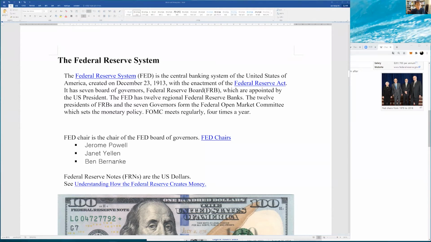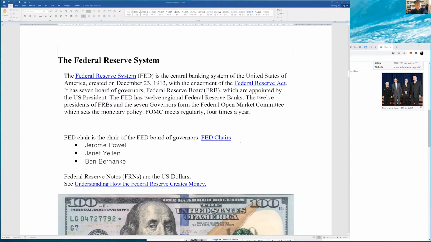It has a 7-member board of governors called the Federal Reserve Board, which are appointed by the United States President. The Fed has 12 regional Federal Reserve banks all around the country. So New York, Cleveland, Boston, and so on. The 12 presidents of the FRBs and the 7 governors form the Federal Open Market Committee, which sets the monetary policy. And the FOMC meets regularly, more than 4 times a year. So the Fed chair is the chair of the Fed Board of Governors.